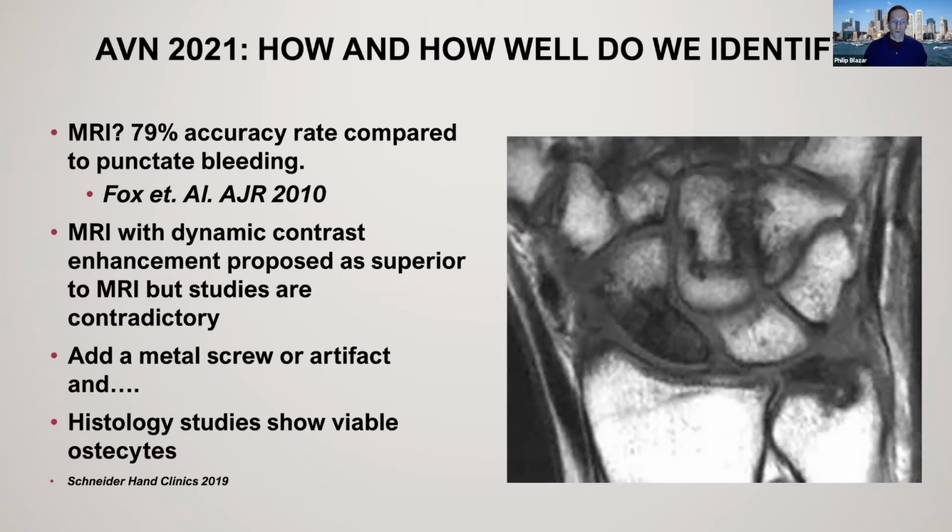Interestingly enough, in terms of looking at avascular necrosis, those studies that actually look at histology of proximal pole scaphoid bone that is removed and thought to have abnormal punctate bleeding, when you look at the viability of osteocytes, the majority of those, even scaphoids that don't have any punctate bleeding, do show some significant percentage of viable osteocytes. So how truly osteonecrotic is a so-called avascular scaphoid, I think, is a matter of still some debate.